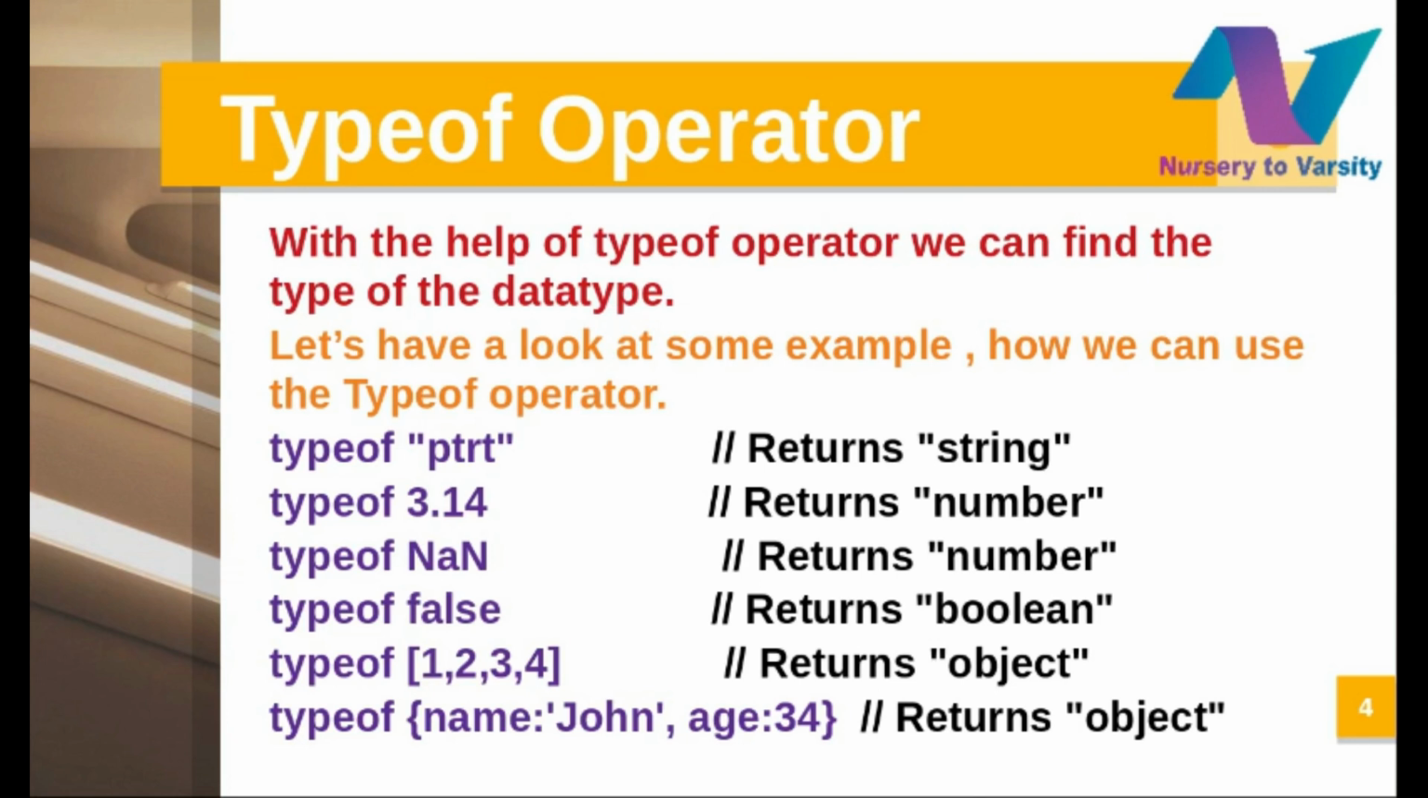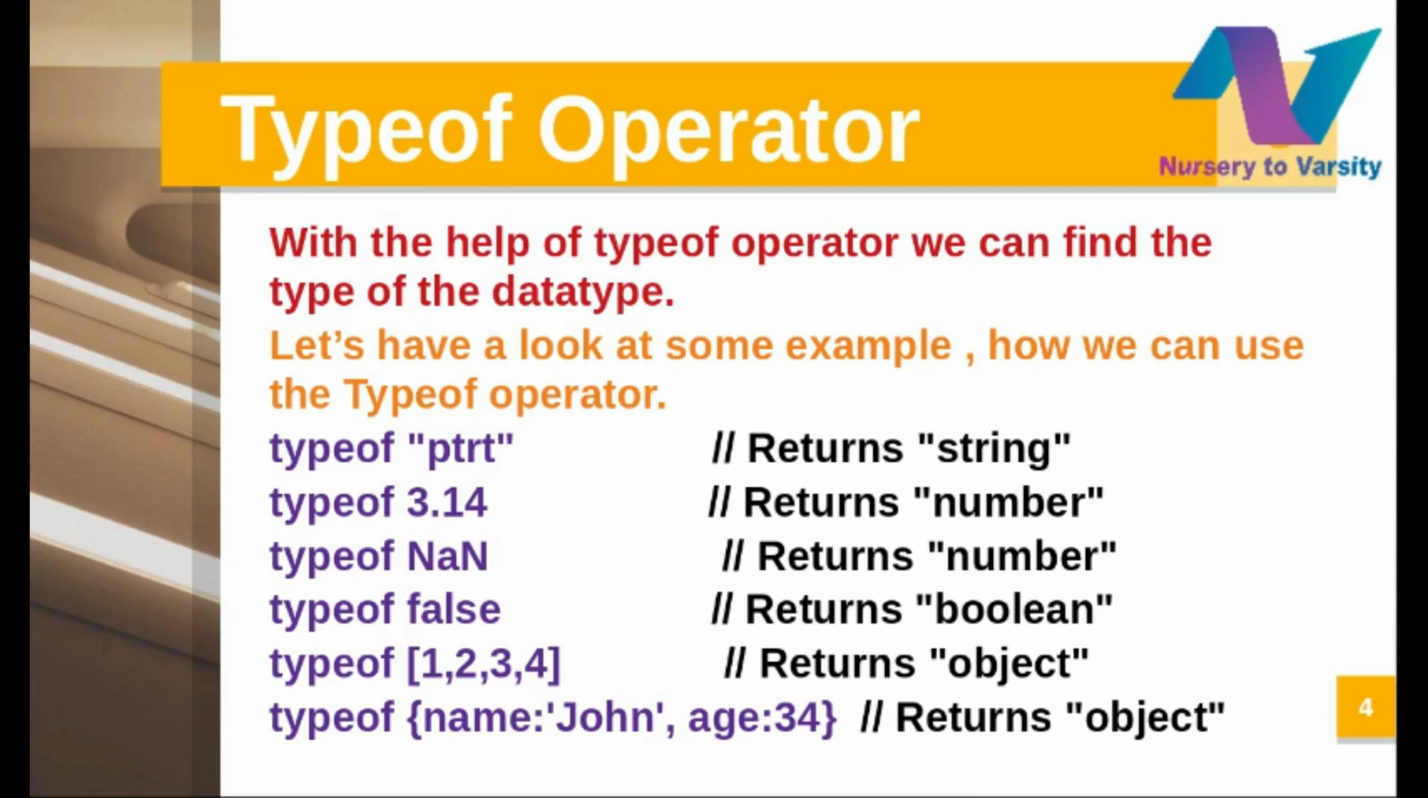How can you do that? Just the simple syntax: you have to write typeof and then, in quotes, you will write that particular string if it is a string. If it's a number, you will write it directly. If it's something boolean, you will write boolean directly. If you have created an object, you will write the syntax of the object and it will find it out.